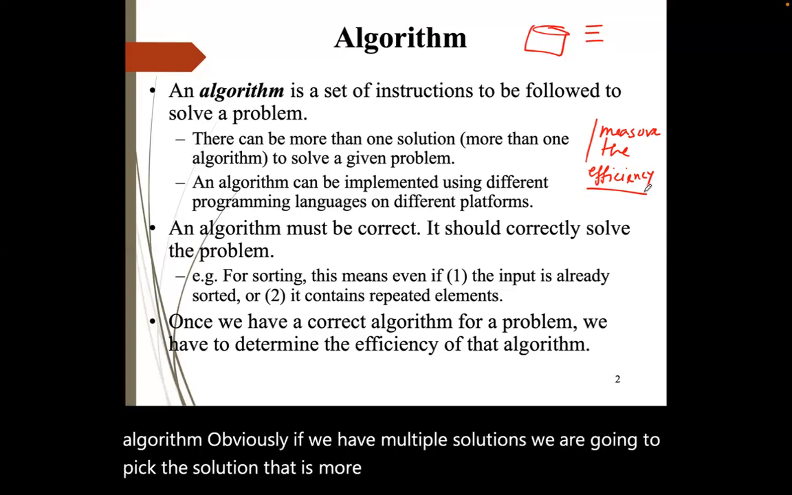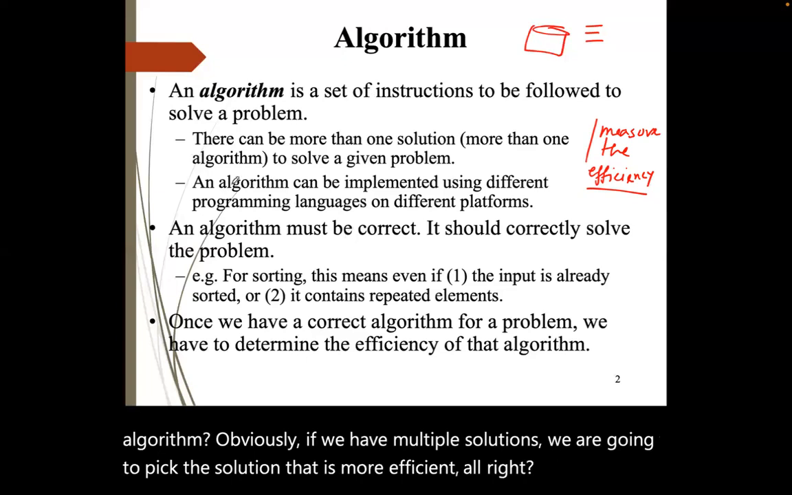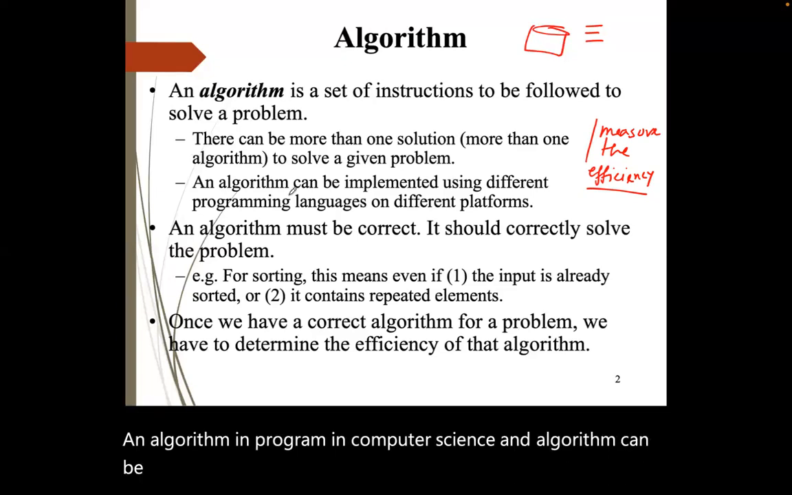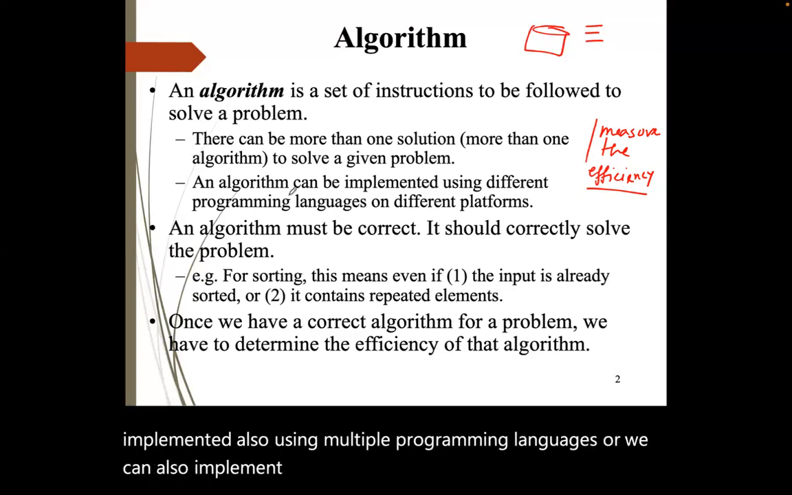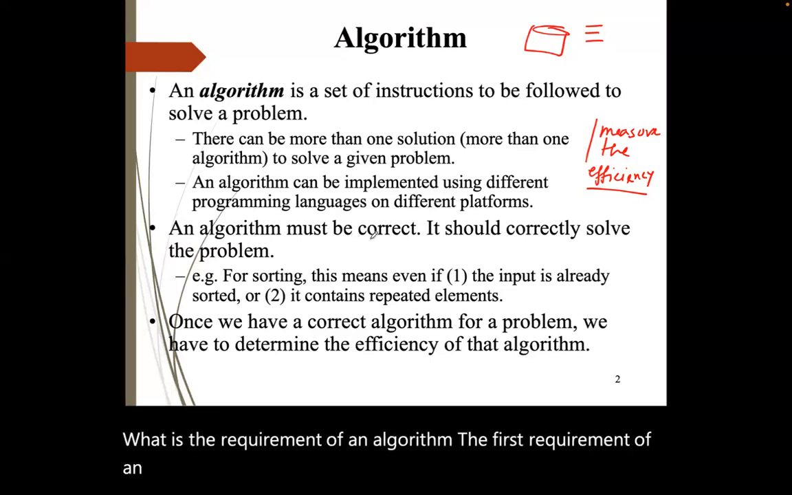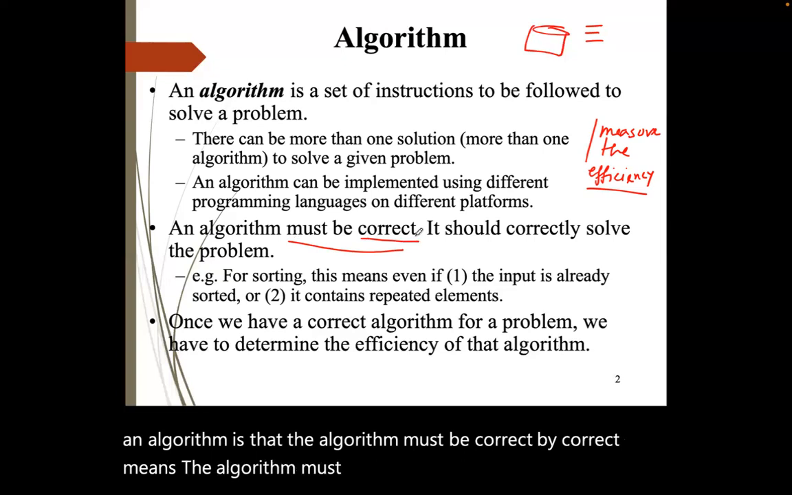All right. Now, in computer science, an algorithm can also be implemented using multiple programming languages, or we can implement it on different platforms. All right. Now, what is the requirement of an algorithm? The first requirement of an algorithm is that the algorithm must be correct. By correct, we mean the algorithm must give us the correct result.